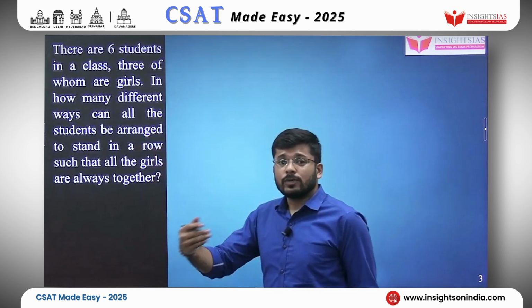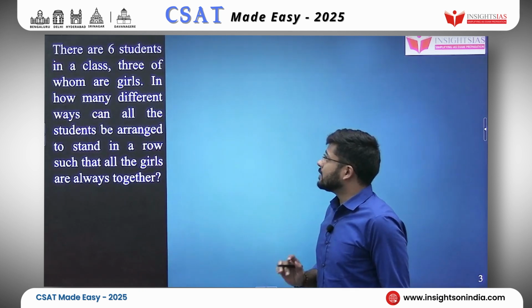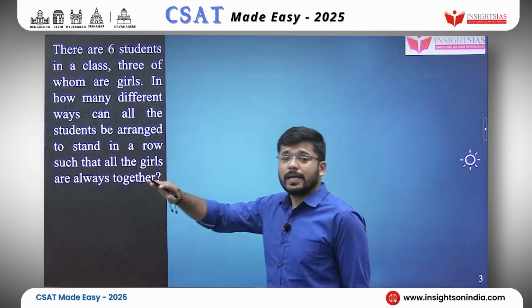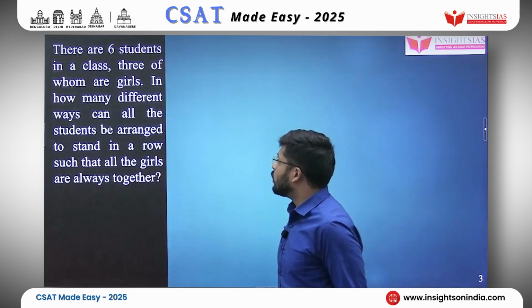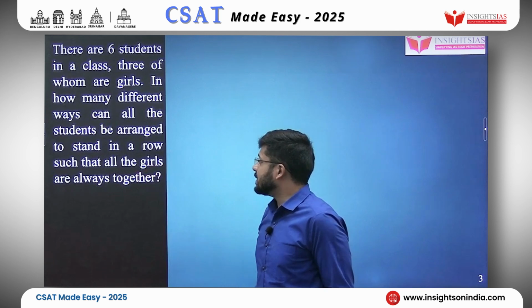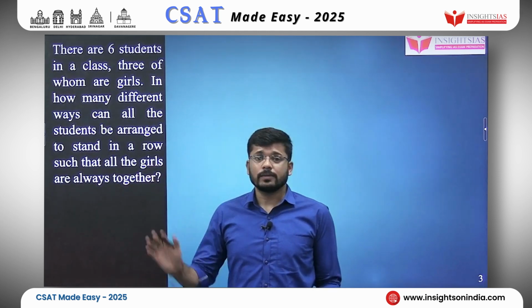Same question, they have extended it a bit. There are 6 students in a class, 3 of whom are girls. So if 3 of them are girls, the other 3 must be boys. In how many different ways can all the students be arranged to stand in a row such that all the girls are always together? Okay.